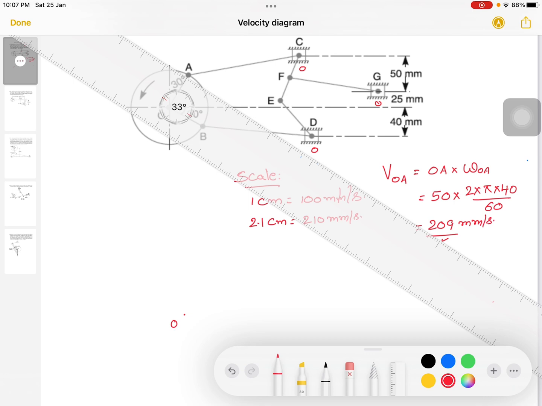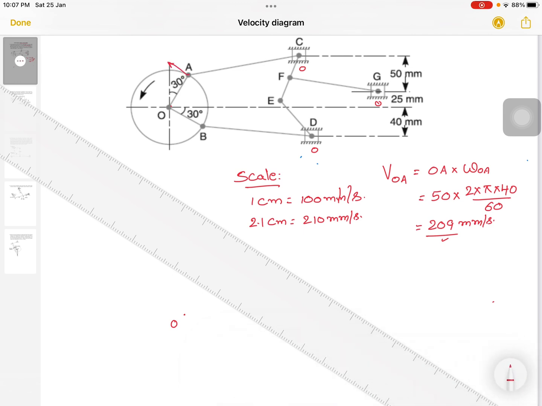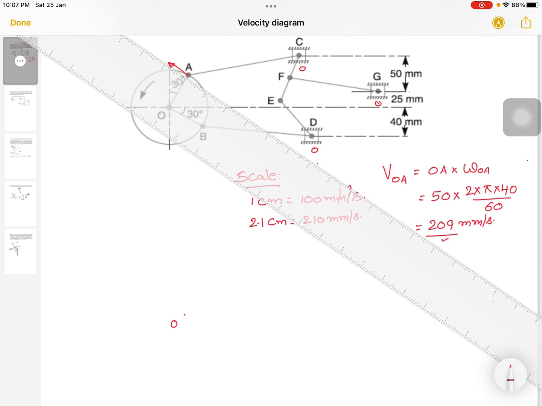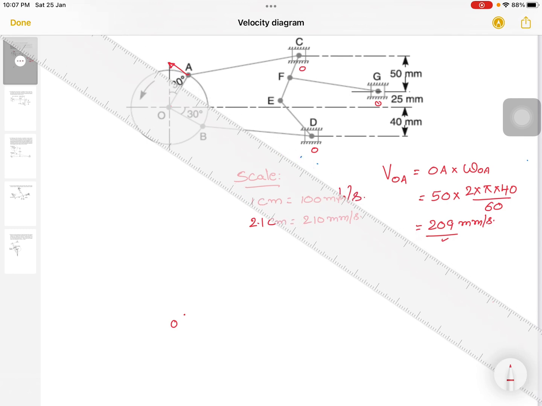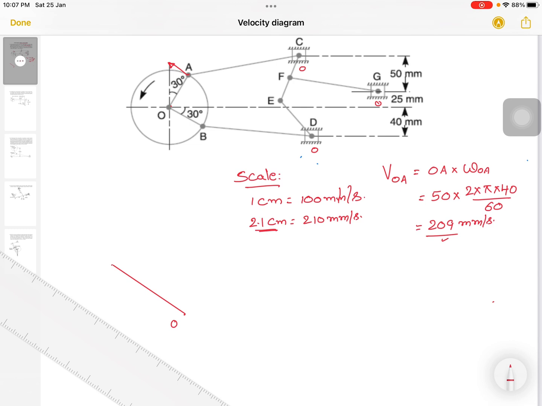Now, the crank is rotating in the counterclockwise direction, so the velocity will be in the upward direction, which is perpendicular to OA. Just take a scale and draw a line perpendicular to OA. I kept a scale perpendicular to OA, dragged it from point O and drew a line. This line length will be 2.1 centimeter. This point will be A.